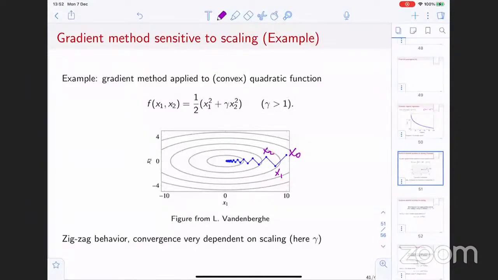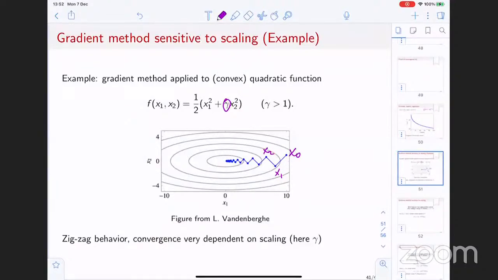This all depends on gamma. If gamma is equal to 1, there is no zigzagging. In this case, the level sets of the function, these ellipses, are actually just circles, and the gradient points directly to the origin, to the minimum of the function. So there isn't going to be any zigzagging, and the method will converge very quickly.